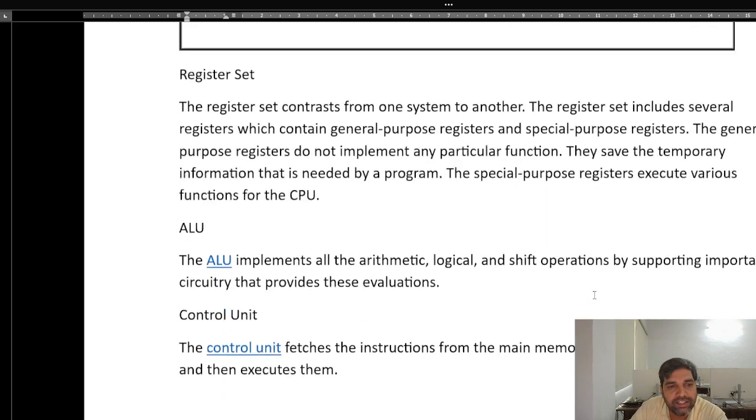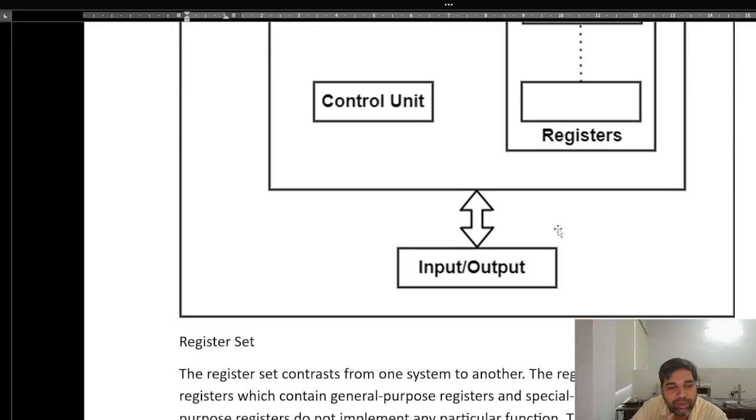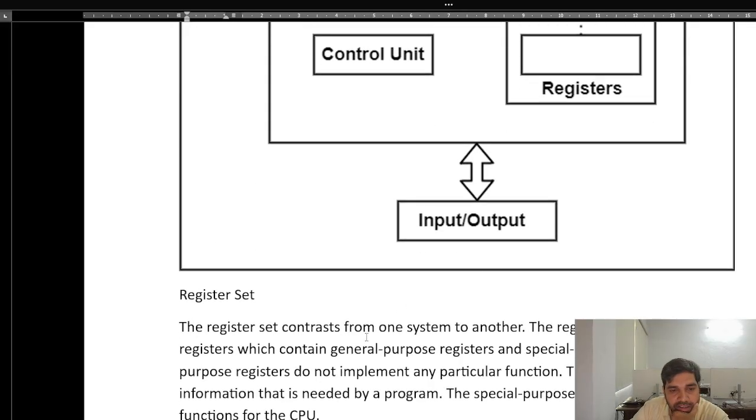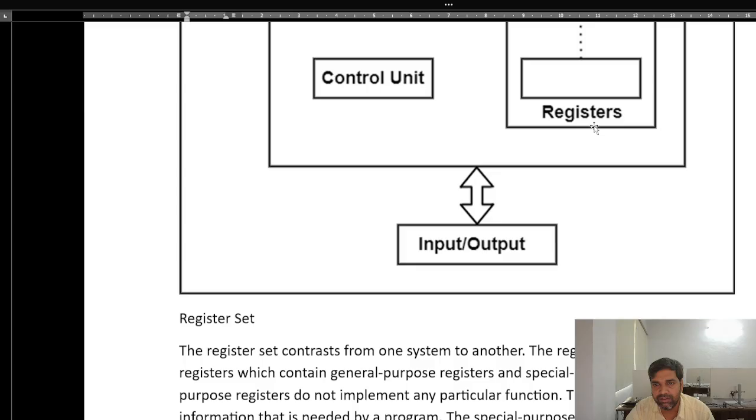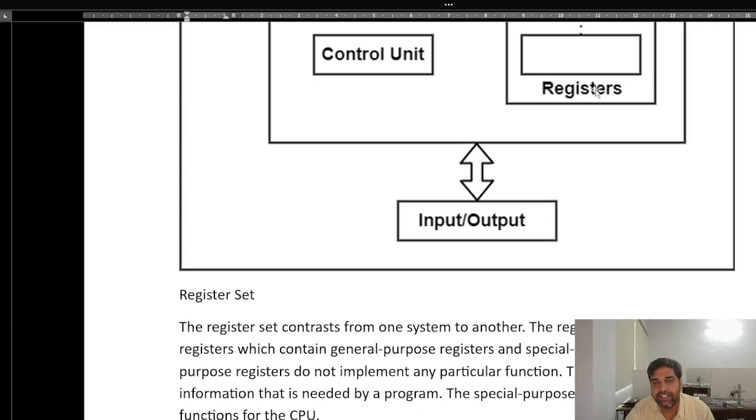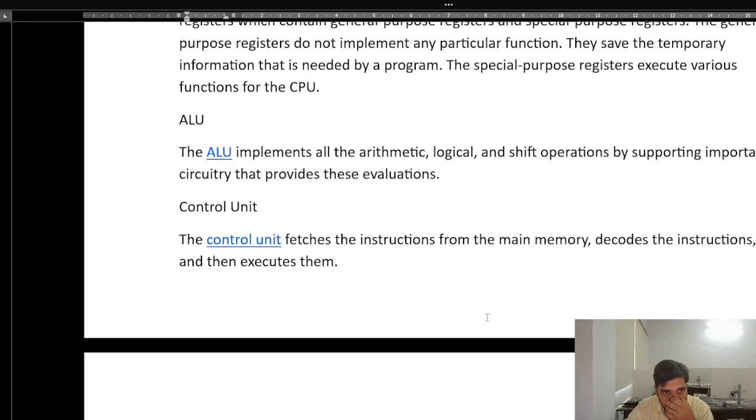Now our register set. What are we talking about with these registers? The register set differs from one system to another. The register set includes several registers, which contain general purpose registers and special purpose registers. These are the memories inside the CPU where the data are stored. The general purpose registers do not implement any particular function. They save temporary information that is needed by a program. The special purpose registers execute various functions of the CPU. We'll see all the work of these registers.